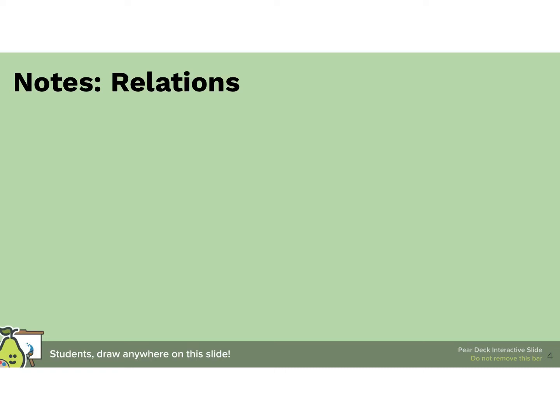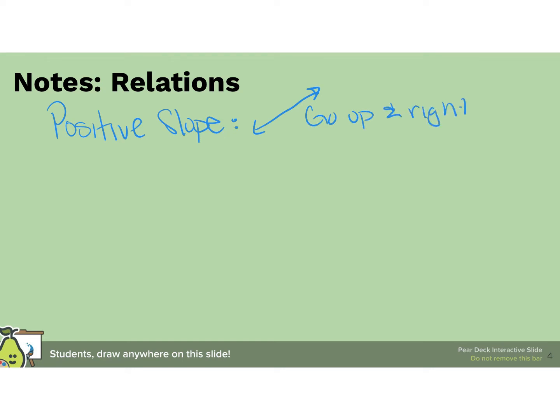So the notes today are really simple and really short. We actually just looked at it, but we're going to write it out here. So we're going to write positive slope. Positive sloping lines always, always, always look like this, okay? They go up and right.